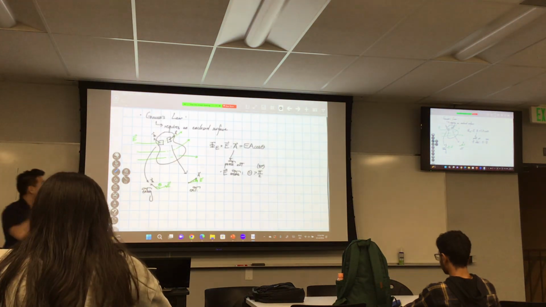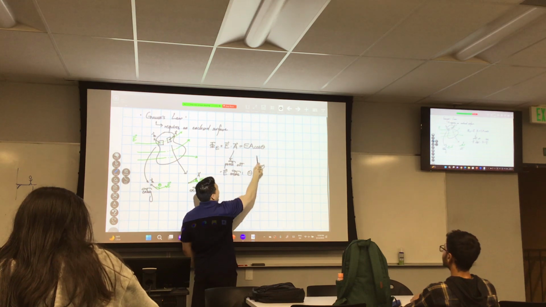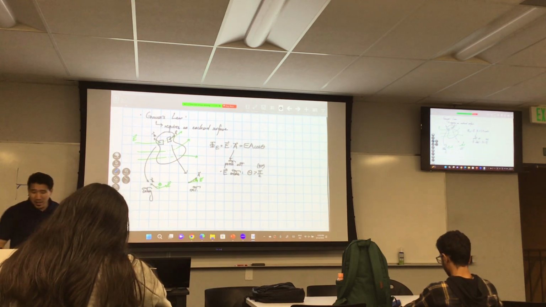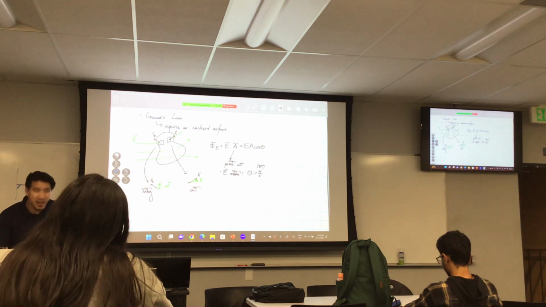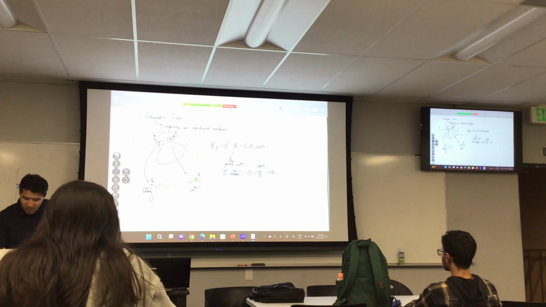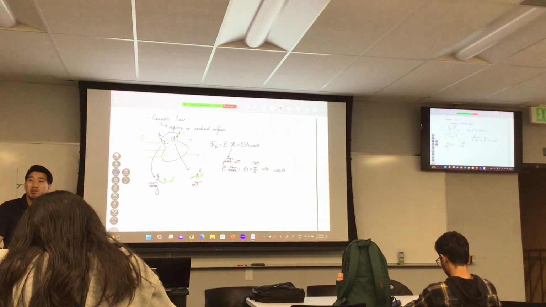However, in terms of computing the flux, we don't just care about theta. What we care about is cosine of theta. What is the cosine of an angle that is greater than 90 degrees? You guys remember your unit circles?